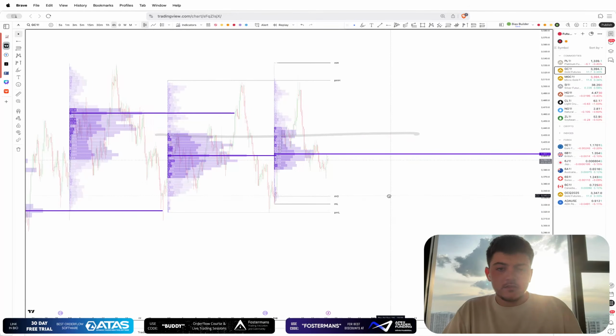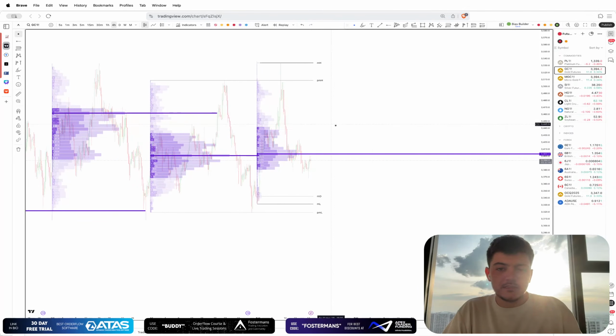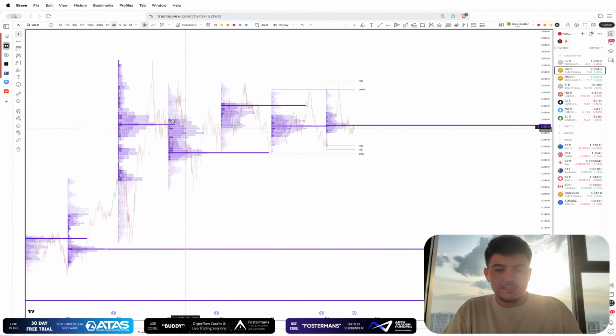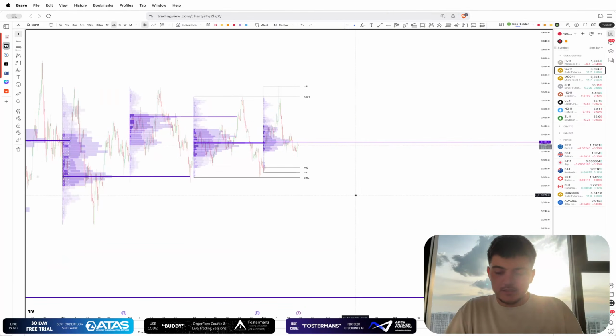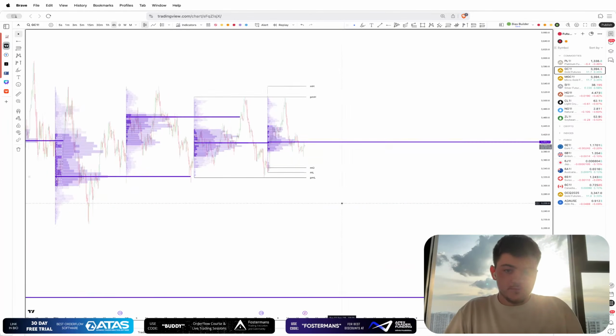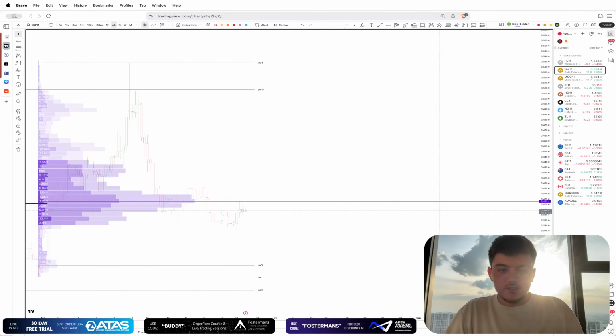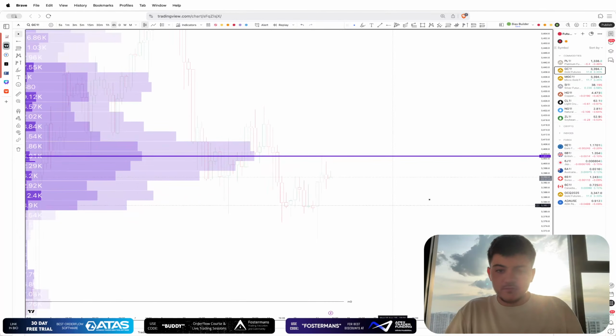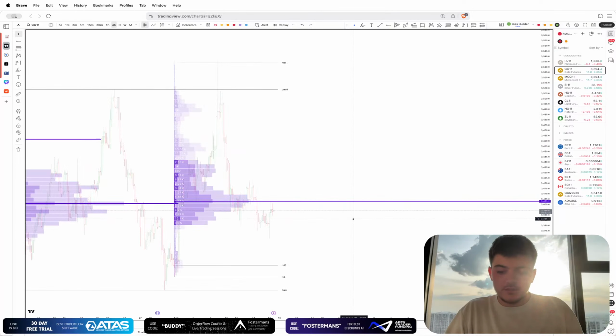And then we also had this reaction down here from that monthly. It takes a month for this profile to develop, so it is a bit annoying, but nonetheless we get good reactions from it. And you can see here we're going close to this. We actually already rejected from this monthly, which is pretty nice.